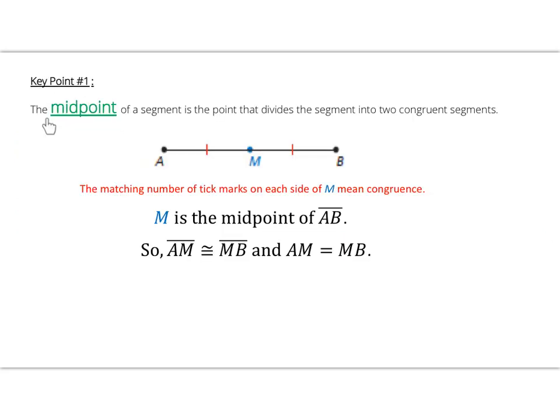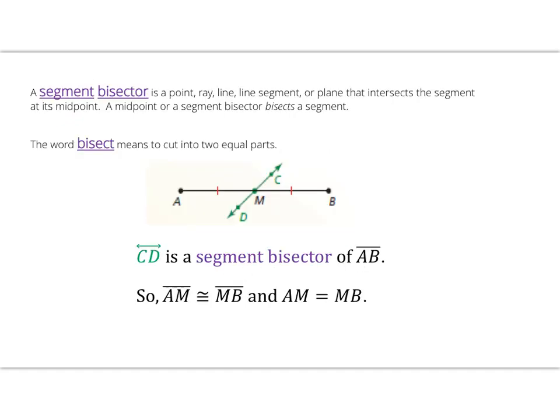Key point number 1. The midpoint of a segment is the point that divides the segment into two congruent segments. Let's take a figure here of segment AB. M appears to be in the middle, but we can only conclude that when we have a matching number of tick marks on each side of M, which does mean congruence. So if you see a matching number, we can conclude that M is the midpoint of our segment. So segment AM is congruent to segment MB, and the length from A to M is equal to the length from M to B.